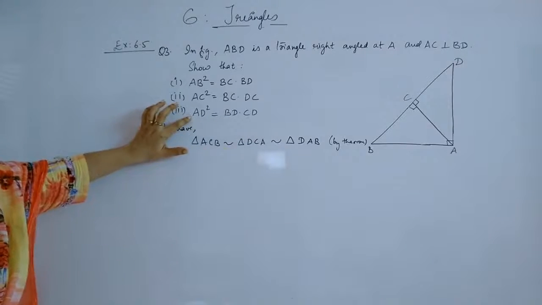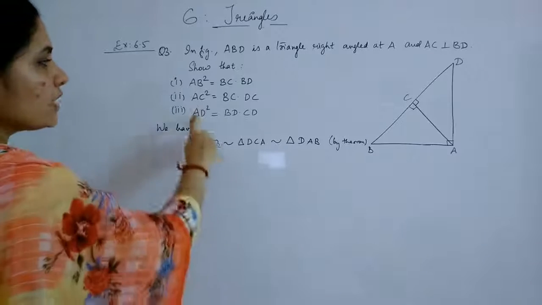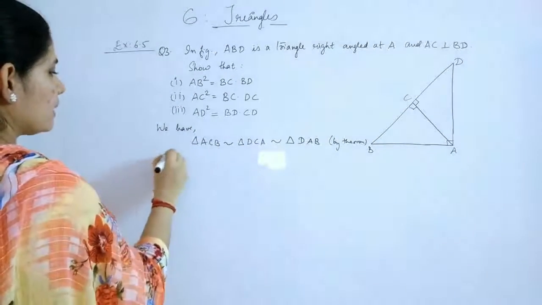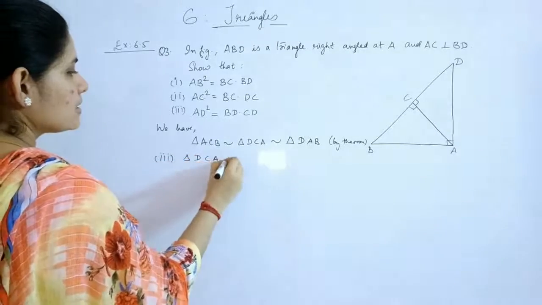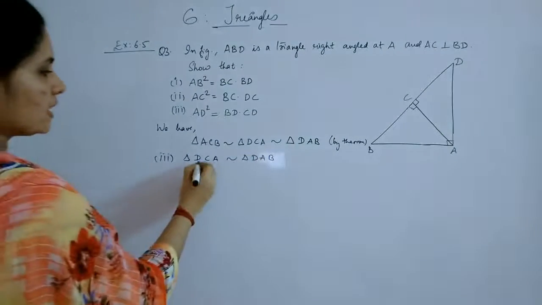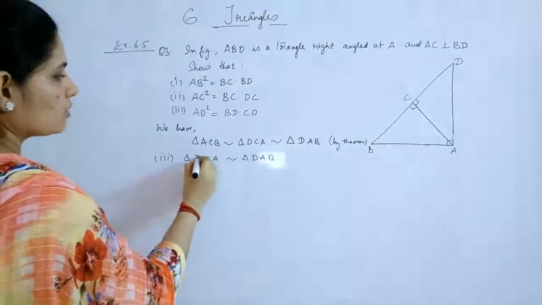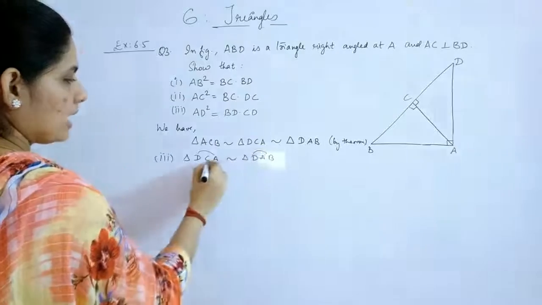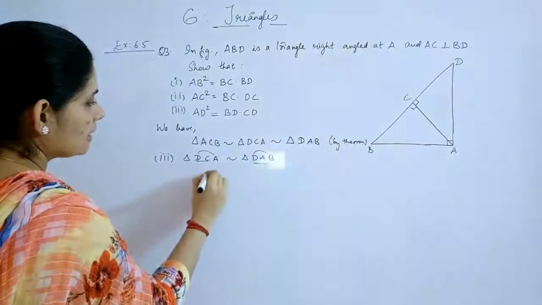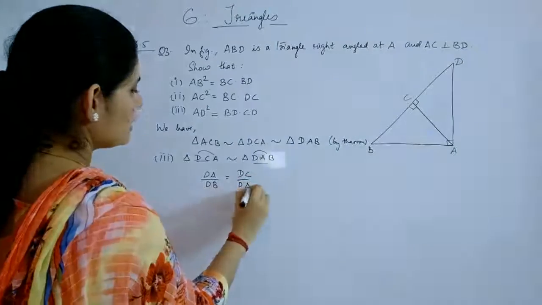So we need AD square, that means which two triangles will we consider for the similarity? Where you have AD. Here you have A and D, here you have A and D. So for the third part we will consider triangle DCA similar to triangle DAB. This similarity we will consider, and again I need to include AD on both sides. So if I am taking DA, I have to take DB, and again AD means DC. Okay, so you will get DA by DB is equal to DC by DA.